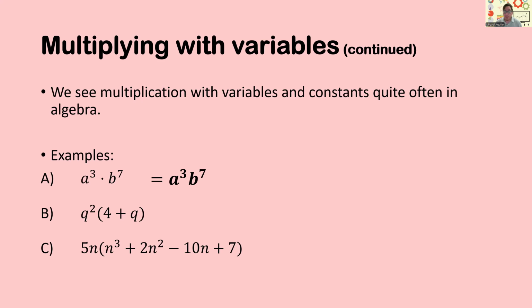But for other problems, they're a little bit more complicated because now we're going to have to combine some ideas like distributing with this idea of multiplying a variable times a constant or a variable times another variable. So we really want to take our time with this until we build up that confidence and accuracy. So looking at example B, I have q squared, and I need to distribute or multiply that by 4. So what is q squared times 4?